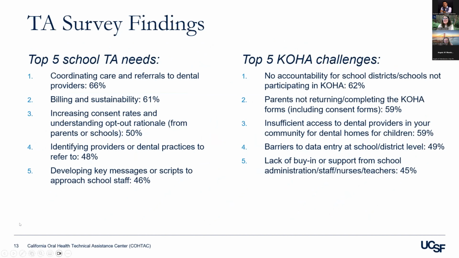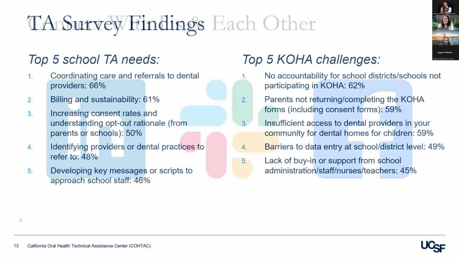And then I think this is the last one for the school related findings that we wanted to share. I just wanted to point out that these are some of the top 5 school TA needs that you told us, and your top 5 COHA challenges. As you can see from some of those percentages, a lot of you share the same challenges and needs. So we hear you, we see you, and we're working to address all the different needs and challenges that you've shared with us.